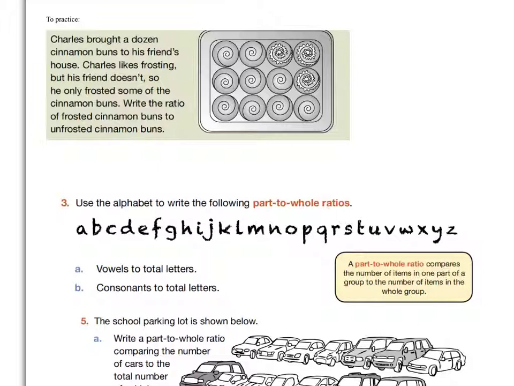All right, let's take a look. So we were looking at frosted to unfrosted. How many are frosted? 3 are frosted. How many are unfrosted? 9 are unfrosted. We can go 3 to 9. We can go 3:9. Is this a part to whole ratio? No, our bottom number is not the total number of cinnamon buns, so we cannot write this in the fraction form with the line in between.